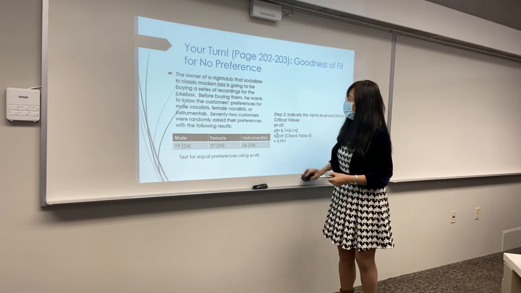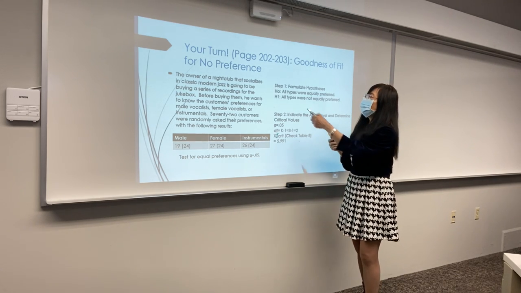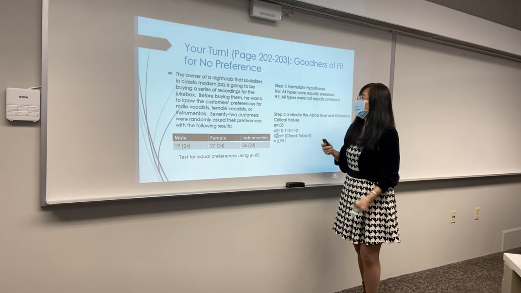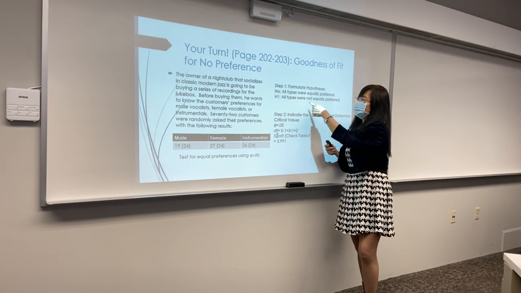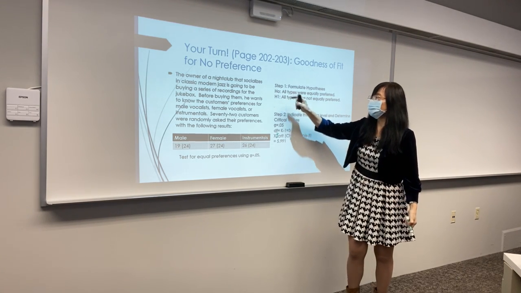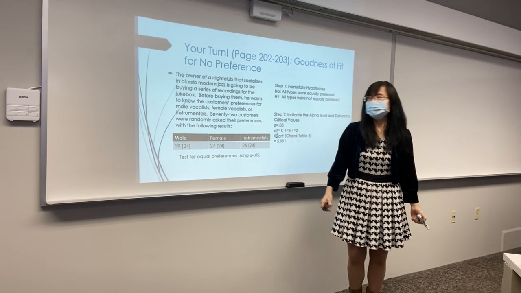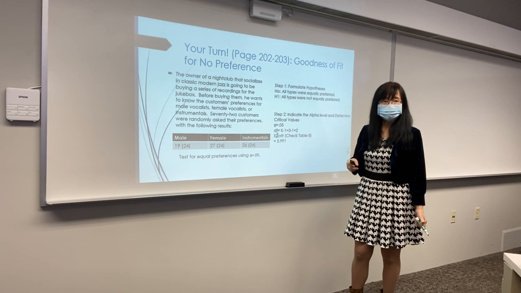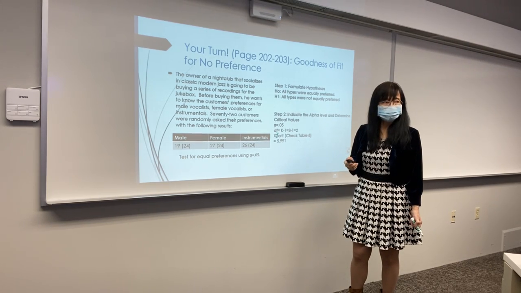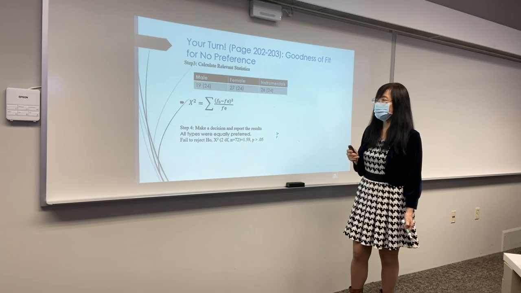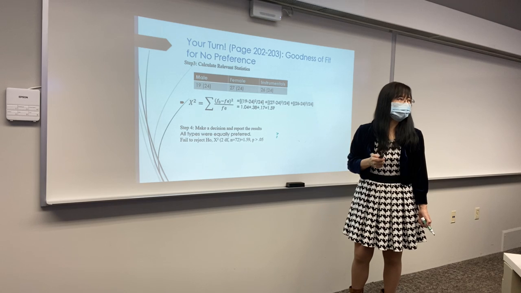Okay, and then my hypothesis: all types were equally preferred, or they are not. So your H0 is that everybody will equally like whatever, but the alternative says they are not. Then next, just calculate, and calculate, and calculate.